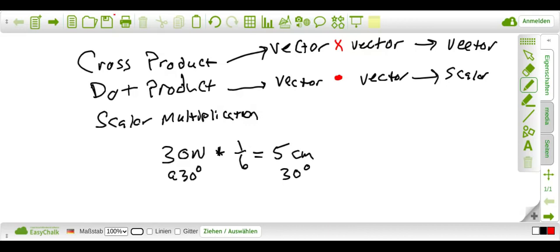Where does this come into play, you might ask? Well, we'll talk about this a little bit more, but work is a scalar.